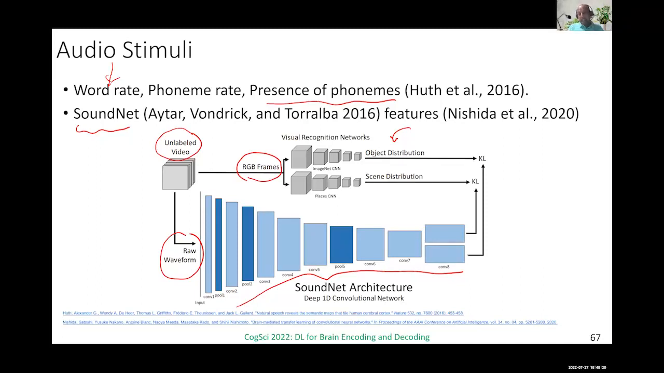The idea is that as you're learning this sound representation, you should make sure that it correlates very nicely with the visual information in the RGB frames of the video. The semantic representation of the audio should be as close as possible to the scene distribution or the object distribution on the visual side of the video. That is how you train this network, and then when you just have audio, you pass it through this CNN and get the representation from the output.